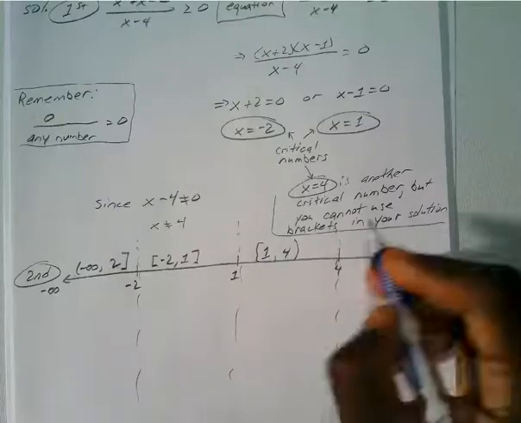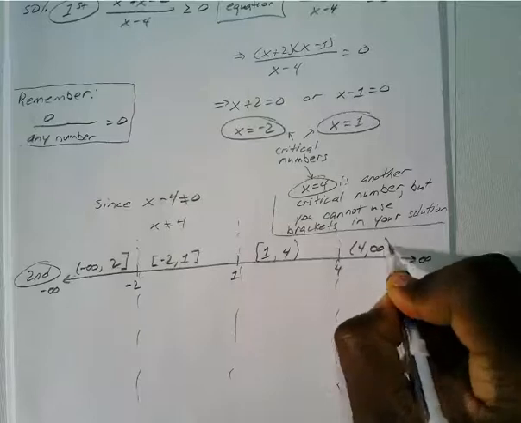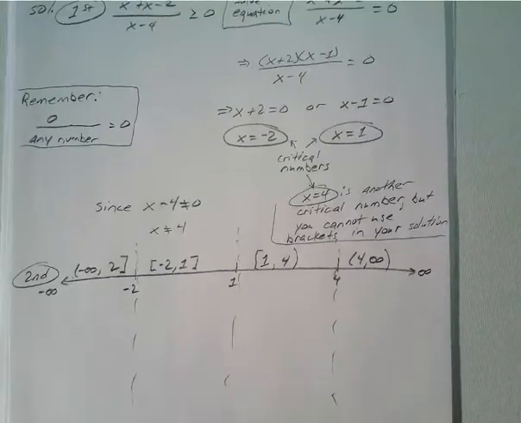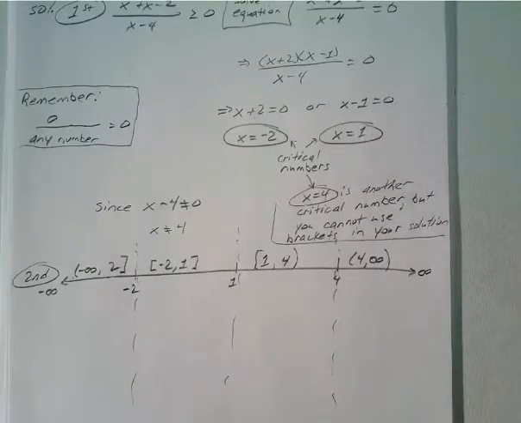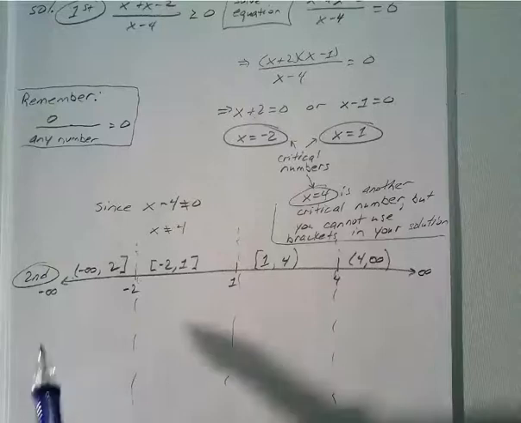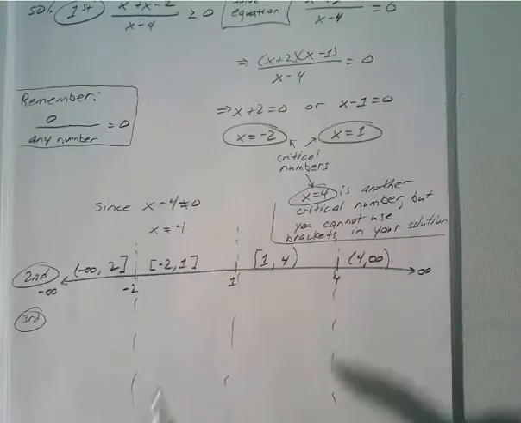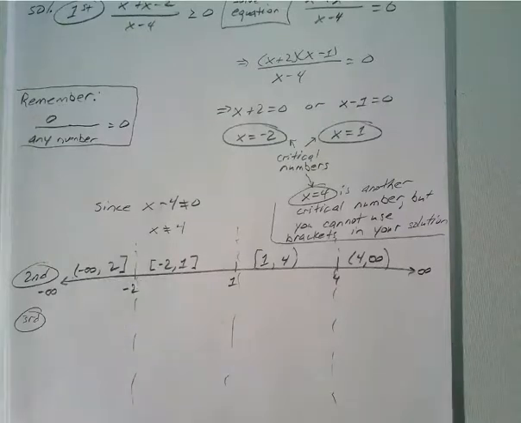And from 4 to infinity, you have from 4 to infinity. Okay, so those denominator critical numbers, remember, you cannot use the bracket for the denominator critical numbers, just the numerator critical numbers. Okay, so if we go ahead and pick our test values, which is our third step.